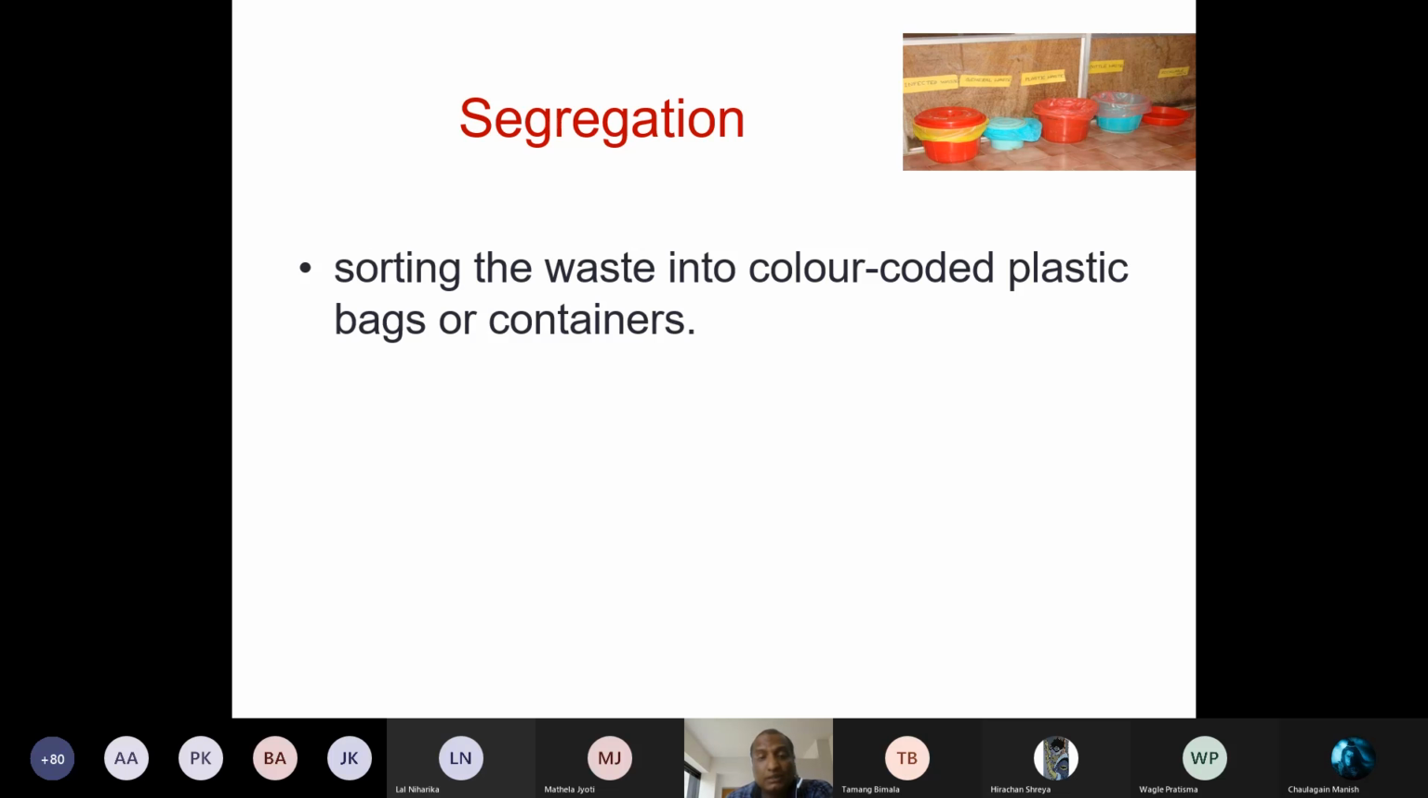So what is segregation? Segregation means separation. It is sorting the waste into color-coded plastic bags or containers. Whatever waste is generated by the patient, by the procedure of treatment, or by surgery, we have to keep different colored bags that have different symbols.